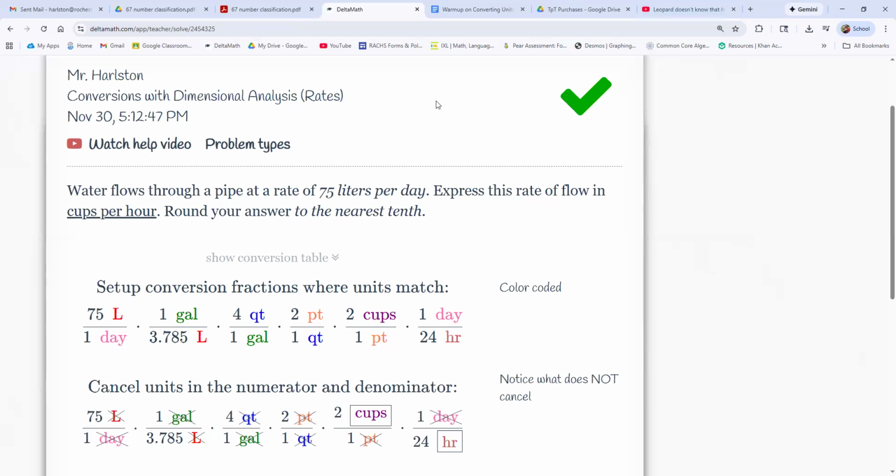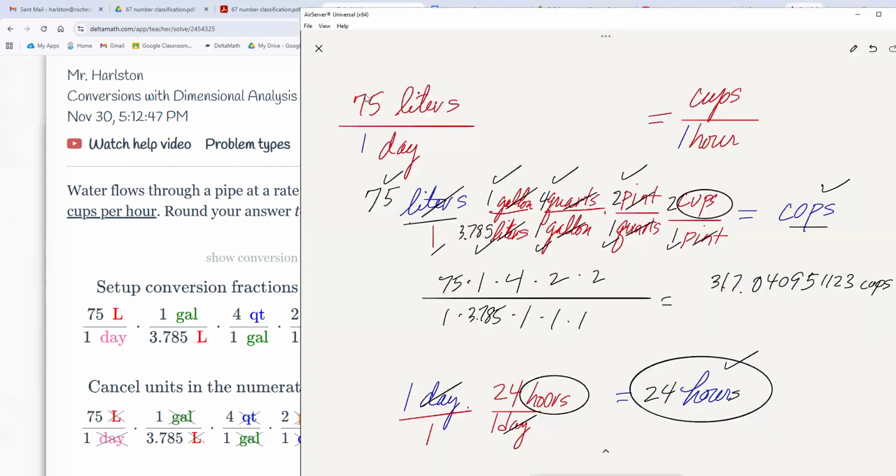All right, so I originally started with 75 liters per day, and I wanted to convert it from cups to hours. What I did was I broke the numerators apart, and I said 75 liters is equal to a certain number of cups, and then I said 1 day is equal to a certain number of hours. Once I found the conversion from liters to cups and days to hours, I took those two numbers and divided the number of cups by the number of hours, and that gave me my final answer of 13.2.